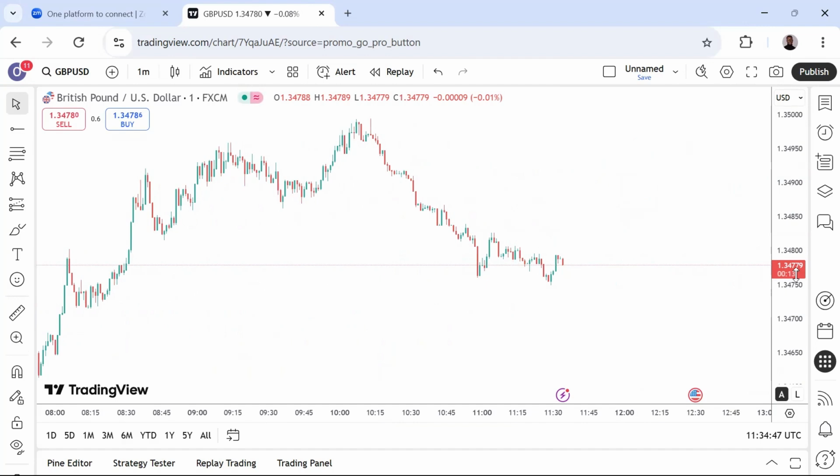So I've shown you the types of traders. I've shown you how to check the number of pips. If you want to check how many pips from this point to this point, just use this measure tool, right? Use that to get it.